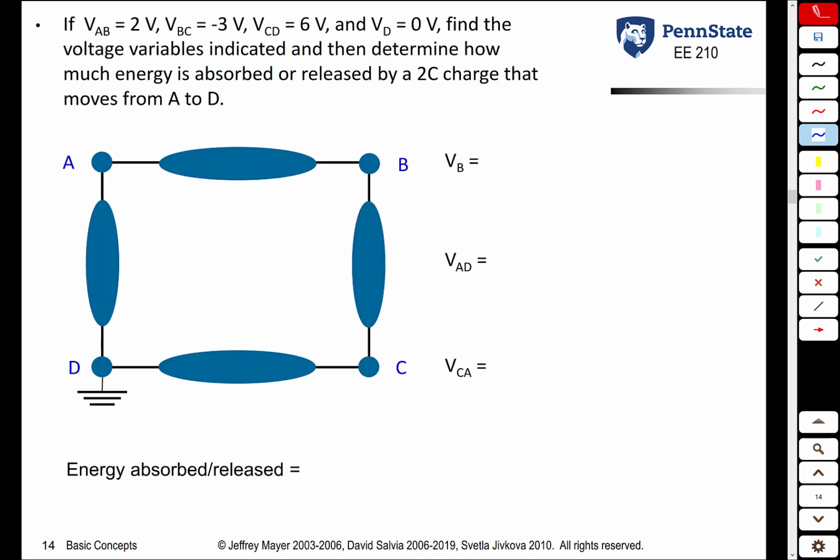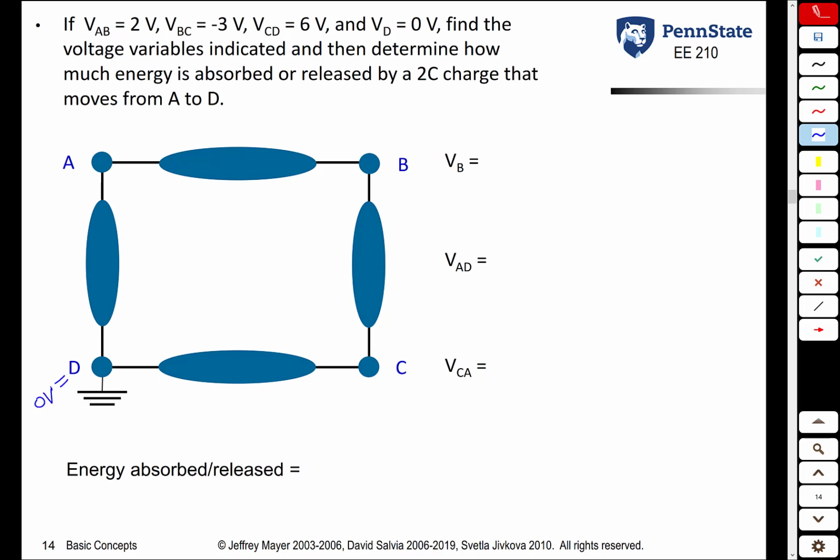So let's use some of the things we learned about voltages and nodes and the difference between absolute and relative voltages to solve this problem here. So here we're given a circuit with 4 different elements. We don't really care what these elements are. At this point, they're just blue ovals. But we're told that there are going to be 4 nodes, A, B, C, and D, and node D is connected to ground, so we're going to say that that is 0 volts.